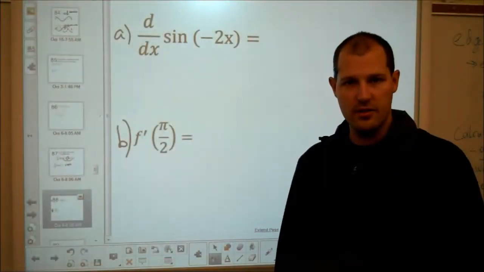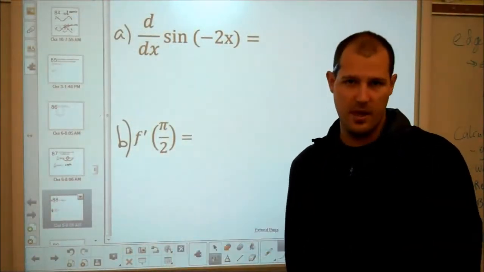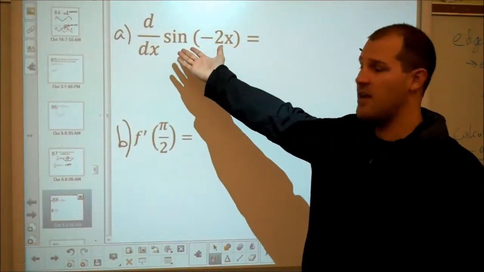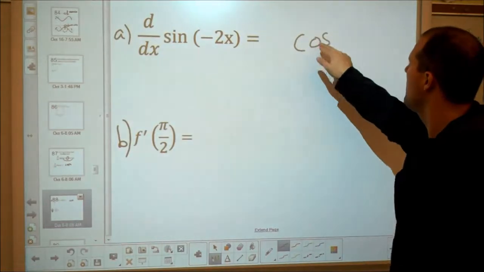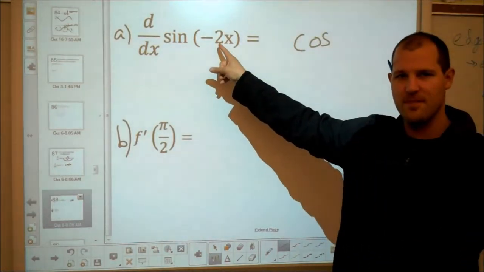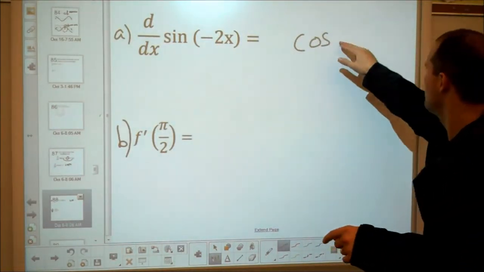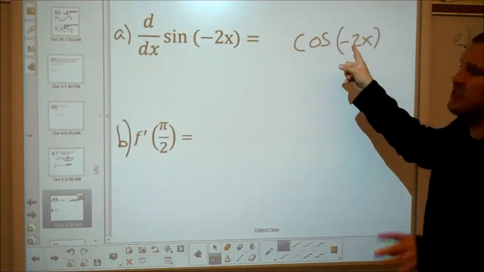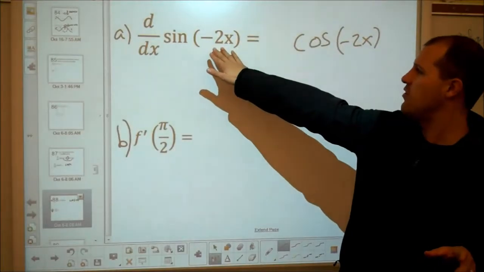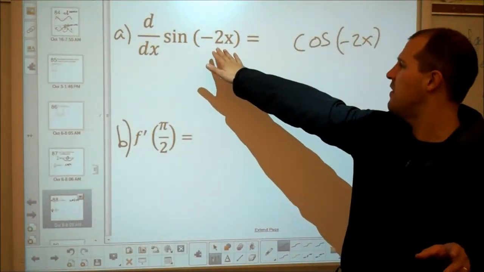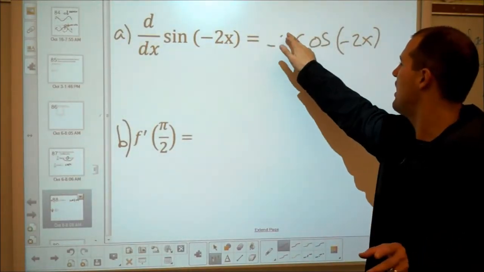Now let's take a look at our first example. Okay, these are two parts of the same question. We're asked for a derivative of sine, so let's go through our progression of our rules. We know that sine turns into cosine. Do the guts stay the same or change? They stay the same. Okay, so there's a negative 2x. We're going to use parentheses so we don't think it's subtraction. It's cosine of that. And then out in front we have to write the derivative of whatever's on the inside of the function. The derivative of negative 2x is negative 2.